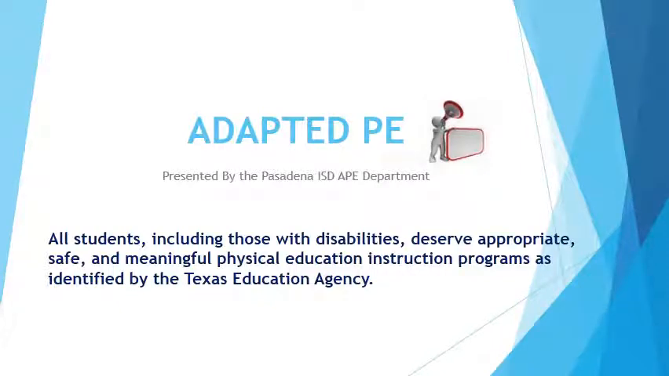Welcome to the online course on adapted physical education. In this course, you will be given basic information on adapted PE, eligibility protocol, least restrictive environment, contact information, and best practices. Notice the definition below. All students, including those with disabilities, deserve appropriate, safe, and meaningful physical education instruction programs as identified by the Texas Education Agency.